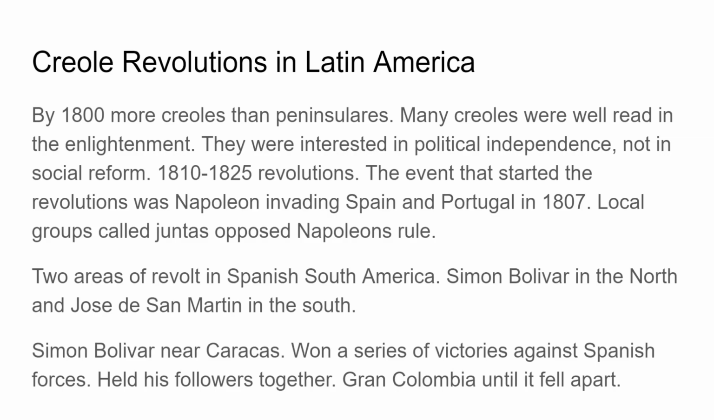All right, let's talk a little bit more about some Creole revolutions in Latin America. We talked before about the Creoles, if you remember, and about the castas system. So we have the Peninsulares and the Creoles, who are at the top of the Latin American hierarchy. Peninsulares are those born in Spain. Creoles are people of Spanish descent who are born in the Americas. And they don't like each other very much, right? A lot of these Creoles are very well read in the Enlightenment, and there are a lot more of them than the Peninsulares. They were very interested in political independence, but not social reform.